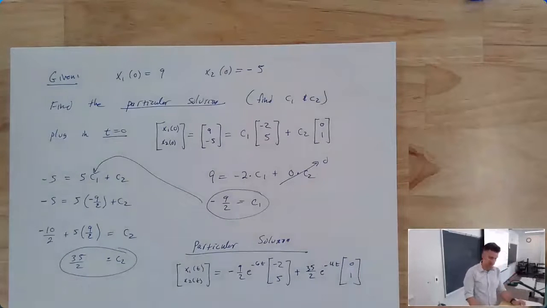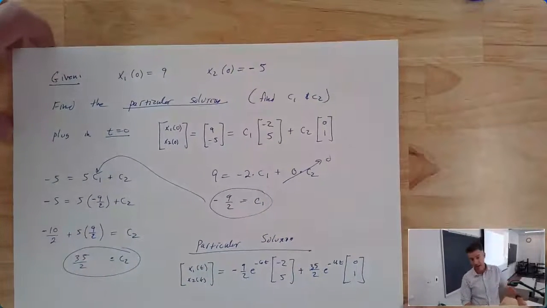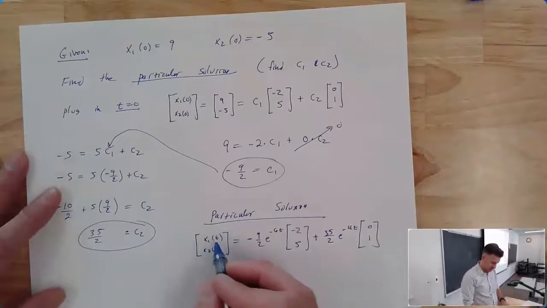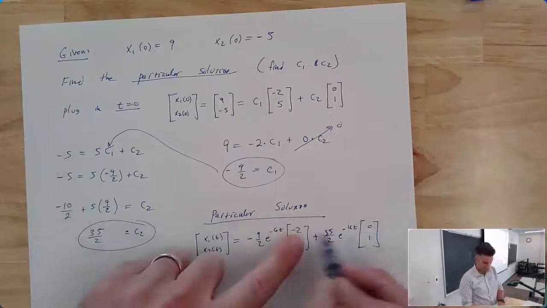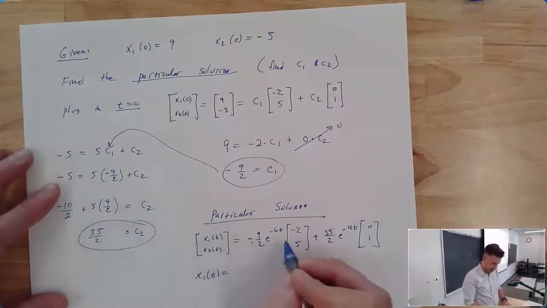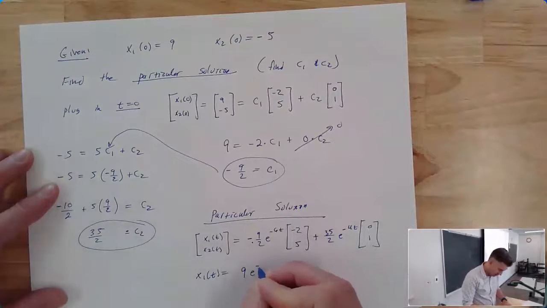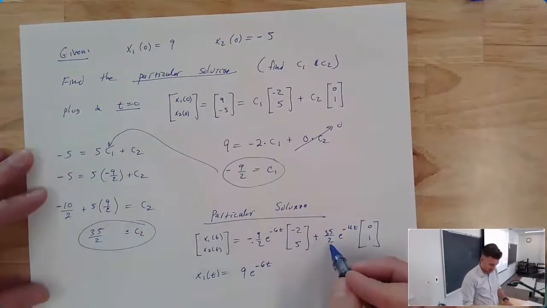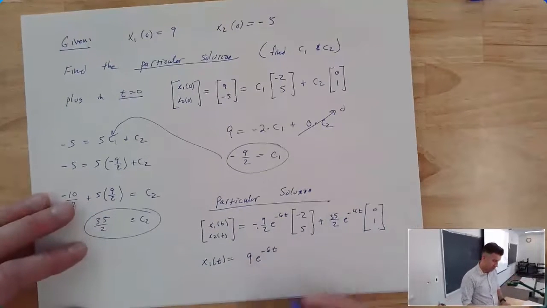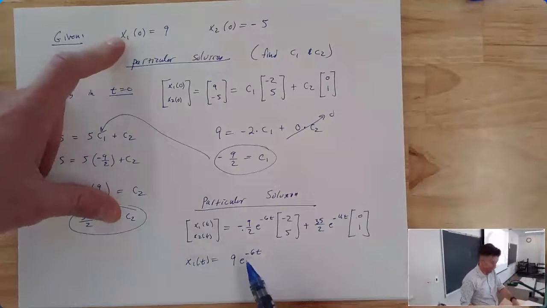Now, that's not the way your WeBWorK homework typically asks you to write them. They kind of ask you to separate x1 and x2. So if I was actually trying to type this into WeBWorK, I would say my x1 is just the top part, the first entry in each of the vectors. So my x1 of t is just equal to -9/2 times e to the -6t times -2. That's going to be 9 e to the -6t plus 35/2 times e to the -4t times 0. That's not going to contribute anything. Also, I can check mentally right now, if I plug in 0 for t, x1 of 0 is definitely going to be 9, like it should be.